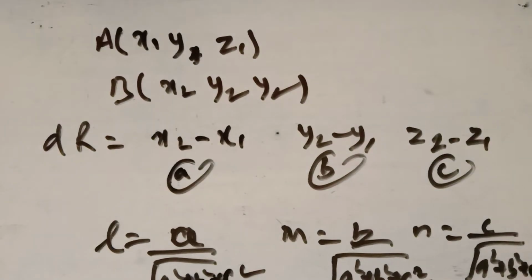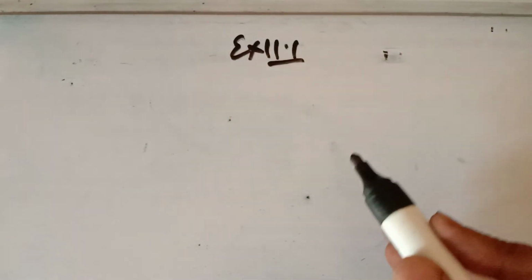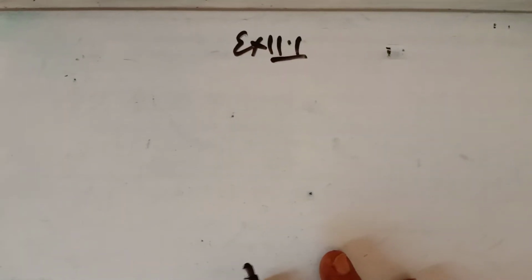After that, you have to find the equation of a line in space. But let us first of all solve exercise 11.1, which is based on direction ratios and direction cosines.